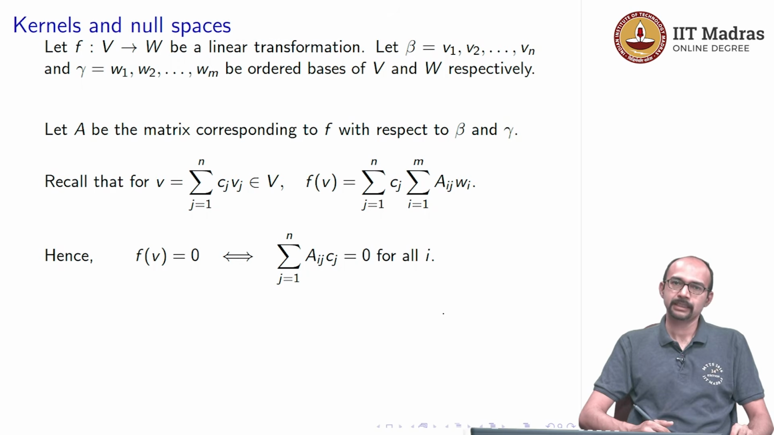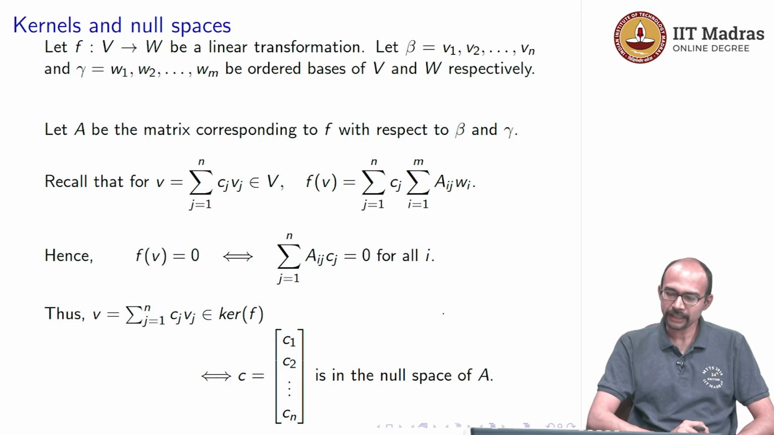And then we know that if you have a linear combination of w i's which is 0, then each coefficient must be 0. Why is that? Because the w i's are a basis, remember, and a basis is linearly independent. So, if this particular linear combination of w i's is 0, then each coefficient is 0. So, f of v being 0 is exactly the same as saying that the summation a i j c j is equal to 0. Okay. And now this equation should ring a bell in your mind.